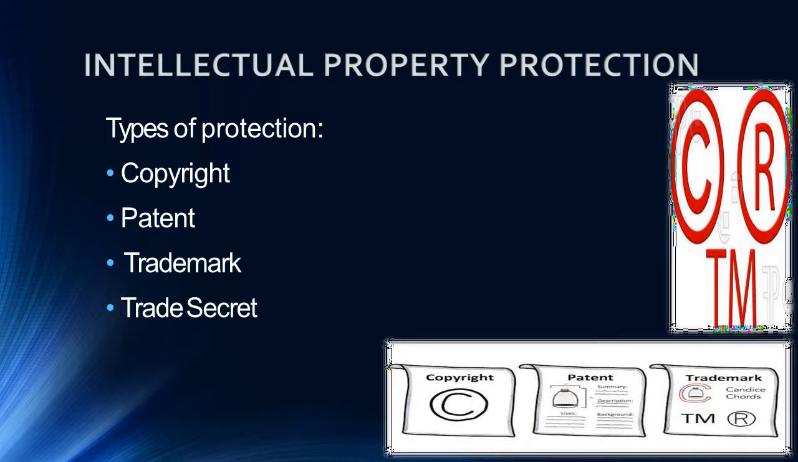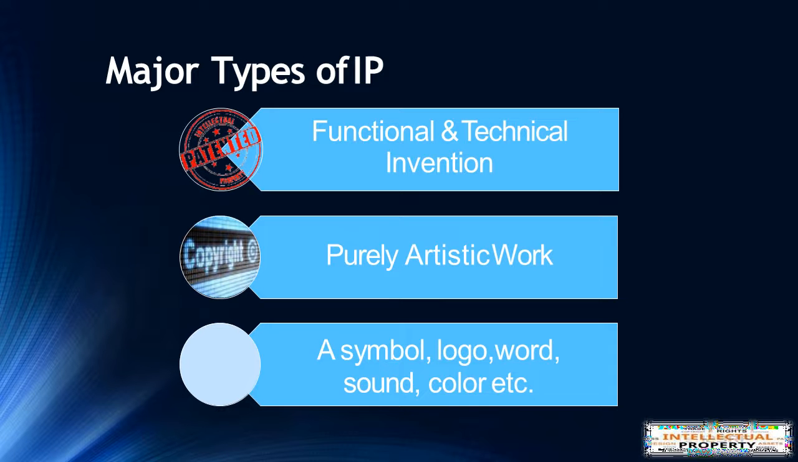Now, how can we protect intellectual property? It can be protected by various types like copyright, patent, trademark, and trade secrets. The major types of intellectual properties are functional and technical inventions, purely artistic work like a painting of M.F. Hussain. It only belongs to M.F. Hussain. A symbol, a logo, a sound, or a color, like the logo of Jaguar, that is a kind of a leopard, is a trademark, an intellectual property of Jaguar only.